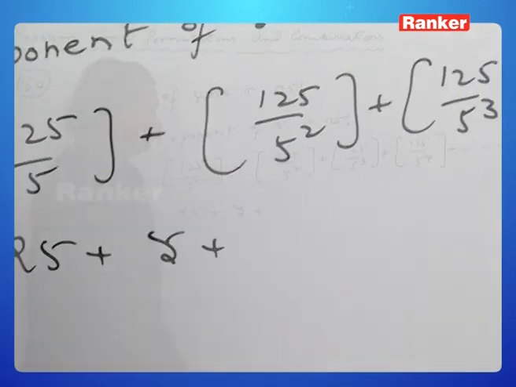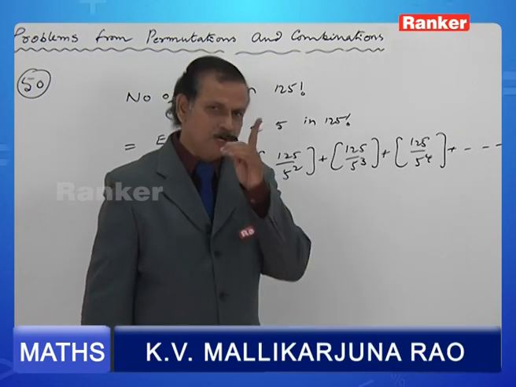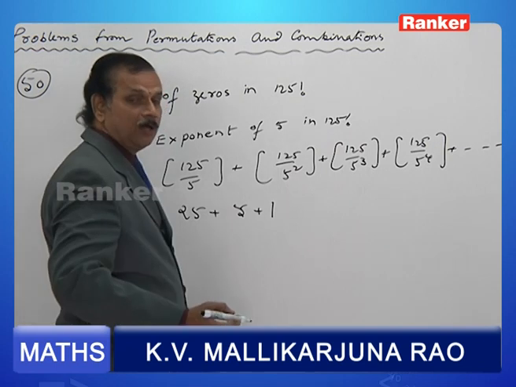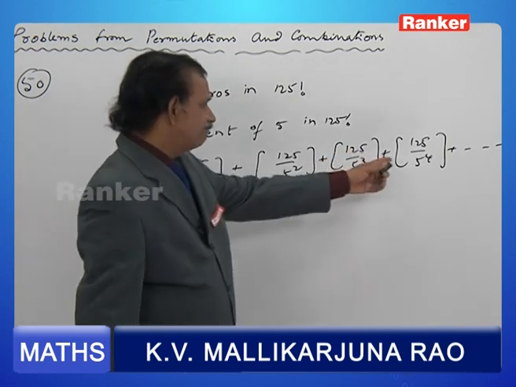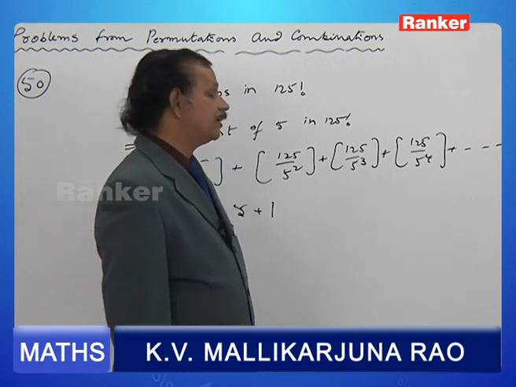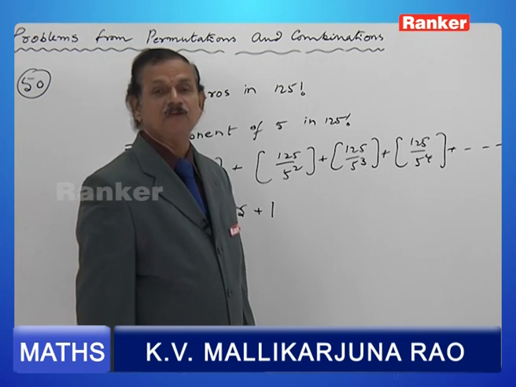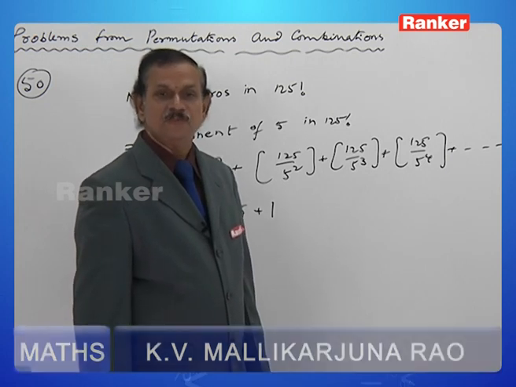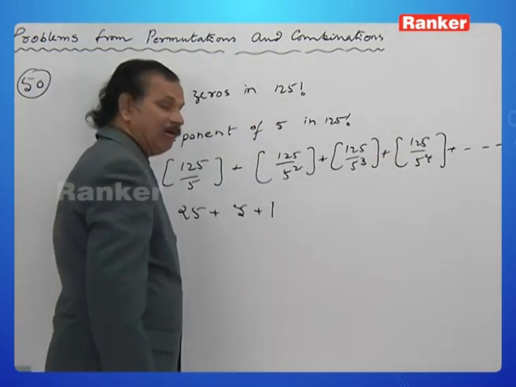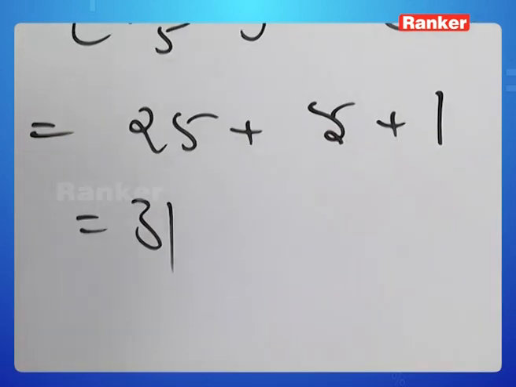5. Plus, what is 5 cube? 125. 125 by 125 is 1. Integral part is again 1. That's all. Why? Because what is 5 power 4? It is 625. 125 by 625 is 1 by 5. That is 0.2. Integral part is 0. Hence, this is 0. And from there on, they're all zeros. Altogether, you will be having 31.